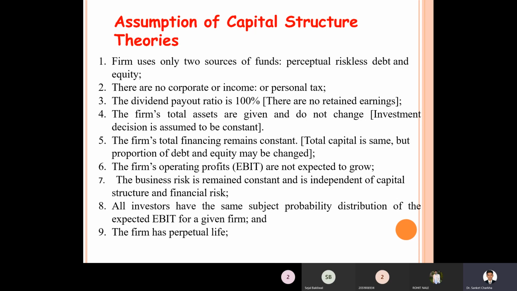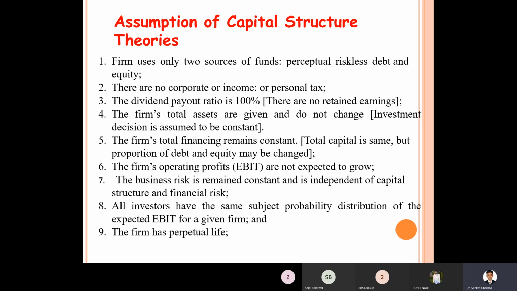Another assumption of capital structure is that the firm's total financing remains constant. Whatever the time or the situation, the amount of financing of this firm remains constant over a period of time. The total capital is the same, but the proportion of debt and equity may change. Whether the total capital is 100 crores, 200 crores, or 500 crores, the authorized capital and the requirement of capital do not change accordingly.